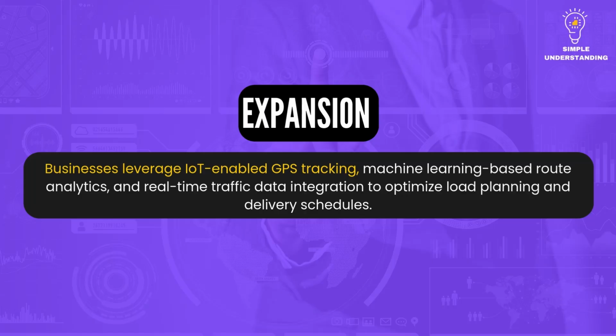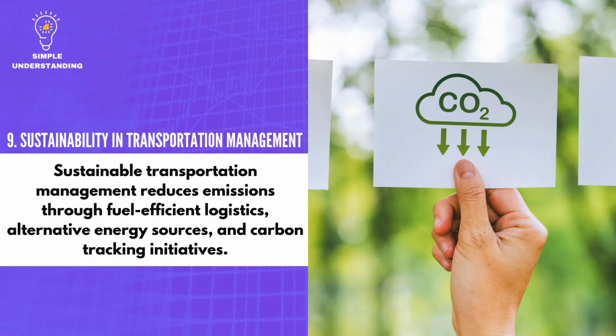Expansion. Businesses leverage IoT-enabled GPS tracking, machine learning-based route analytics, and real-time traffic data integration to optimize load planning and delivery schedules. 9. Sustainability in transportation management. Explanation. Sustainable transportation management reduces emissions through fuel-efficient logistics, alternative energy sources, and carbon tracking initiatives.